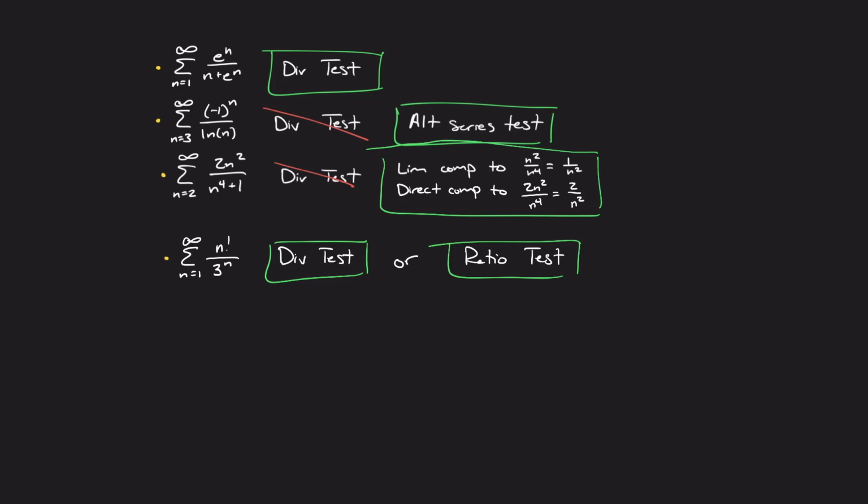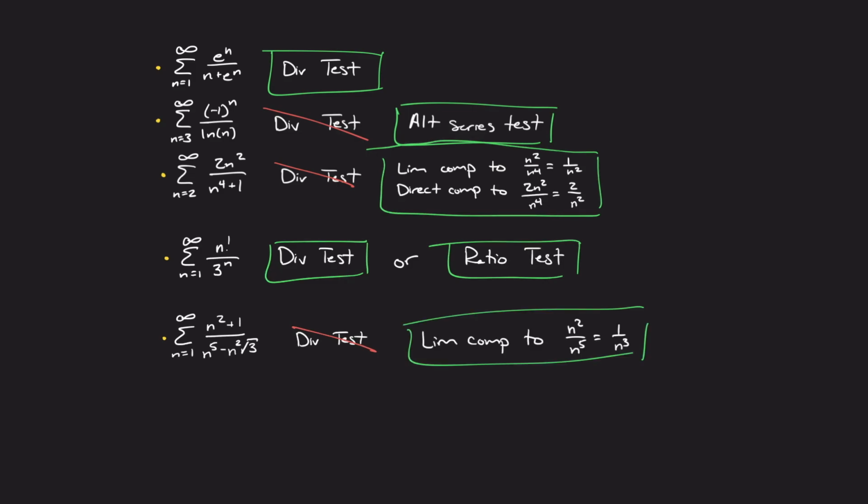And finally, for the sum of n squared plus 1 over n to the fifth minus n squared square root of 3, the divergence test does not work, but we can use the limit comparison test with the sum of n squared over n to the fifth.